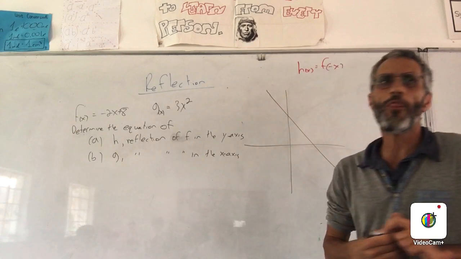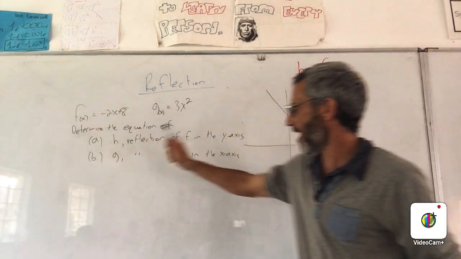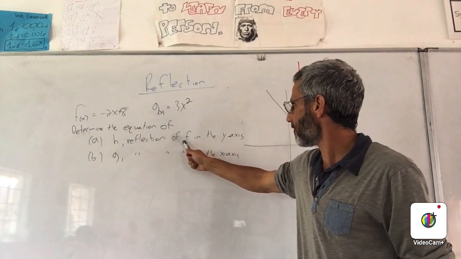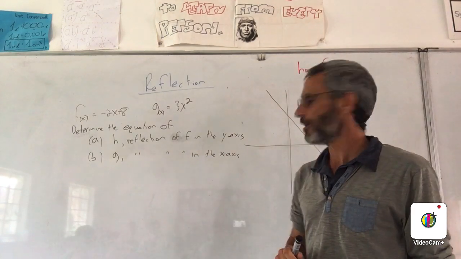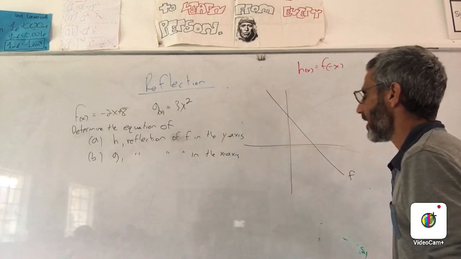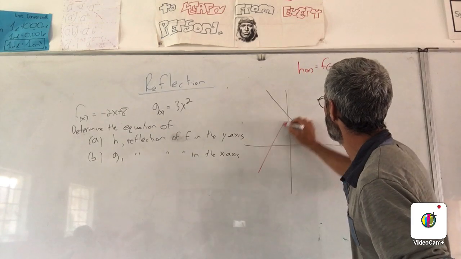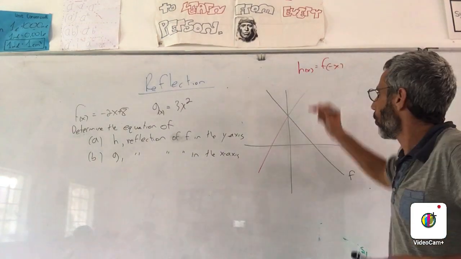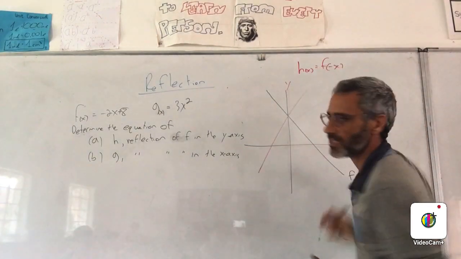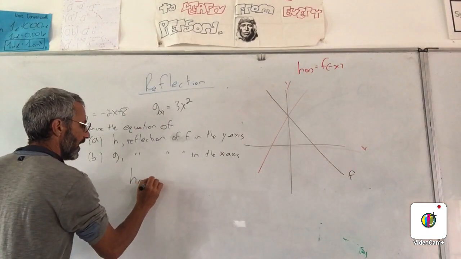Okay? And what they want, and I wrote it exactly as they wrote in the book, determine the equation of h. What is h? It's the reflection of f in the y-axis. So in other words, I'm just going to draw it. This is my f, okay? My h is reflection over the y-axis. In other words, it's like that. I want you to be aware of why that is, okay? So if I'm reflecting it around the y-axis, it looks like that. And I want to write down what the h of x is.